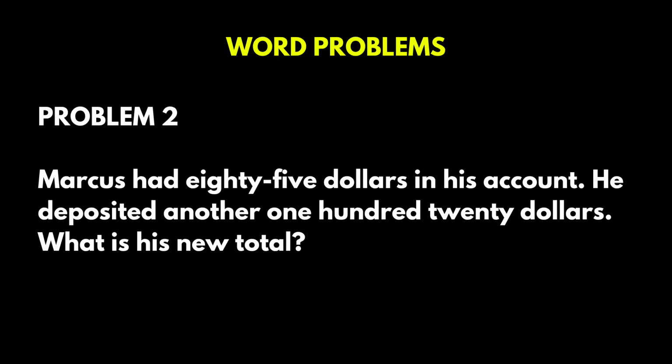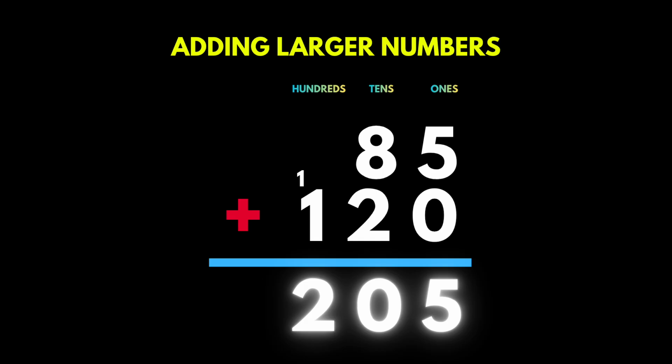Problem 2. Marcus had $85 in his account. He deposited another $120. What is his new total? So here there are two key words. Deposited tells us something was added, and total confirms we need the sum. 85 plus 120. $205. Read carefully, identify the keyword, then set up and solve.